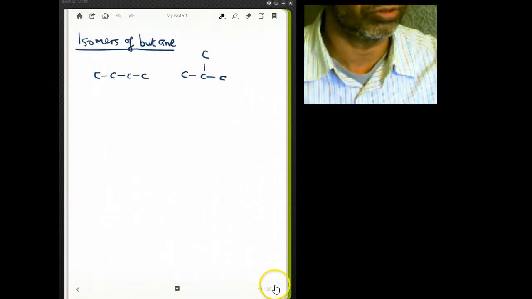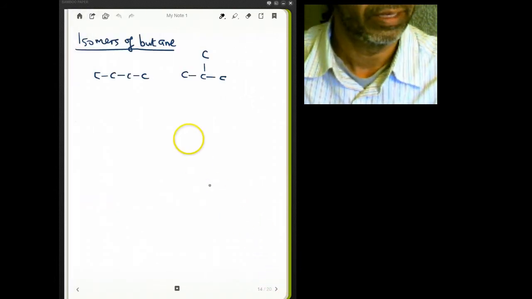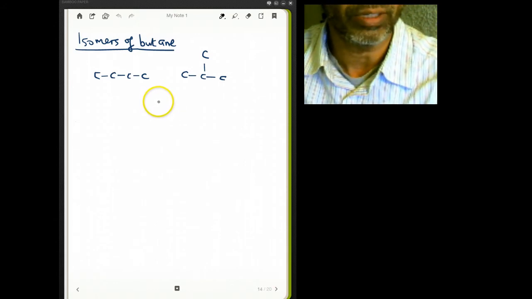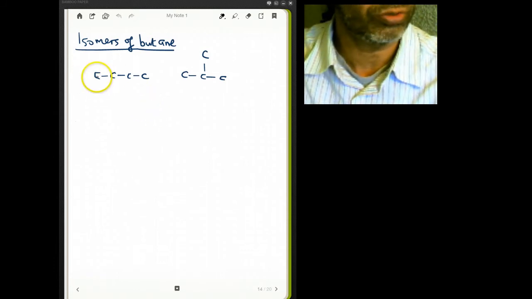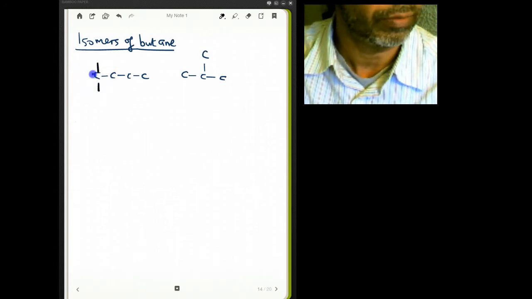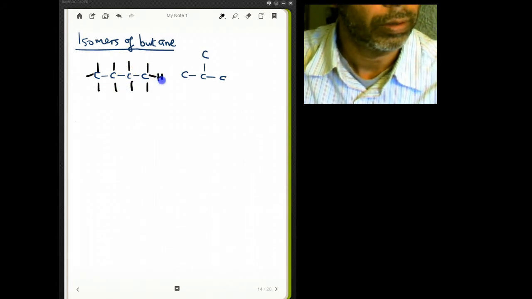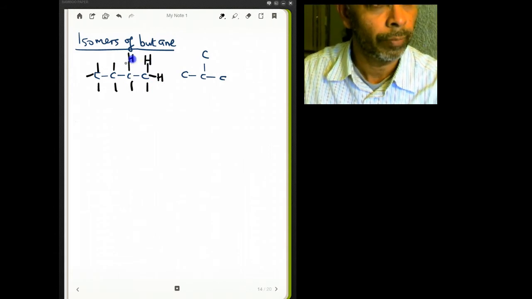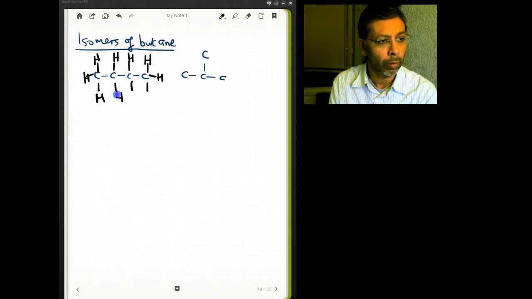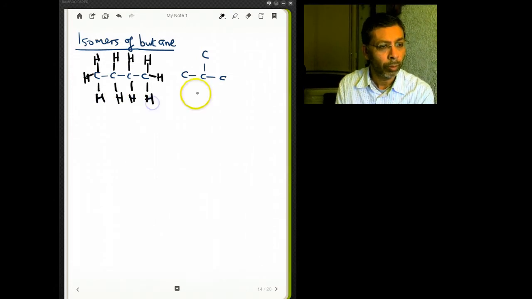Right, next we'll move on to isomers of butane, C4H10. Remember what the isomer definition was? Same molecular formula but different structures. And I've just drawn the carbon skeleton here, that's all. I could put the hydrogens in, and I'll do that now. So you recognize butane straight away. That would be one isomer. And the other isomer would be this one here. Let's put the hydrogens in.